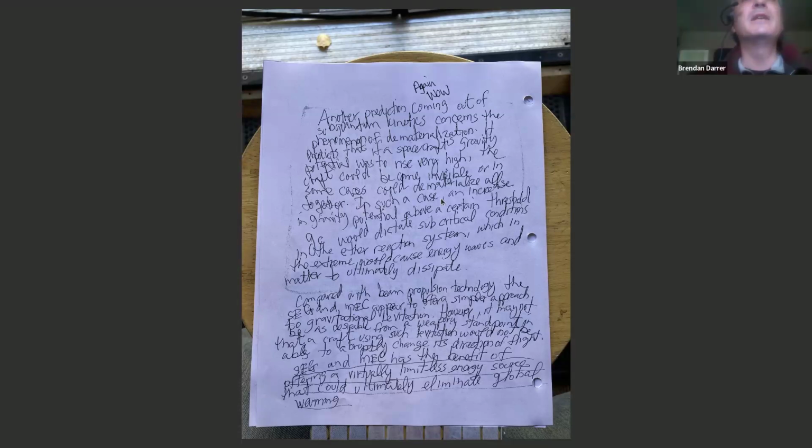In such a case, an increase in gravity potential above a certain threshold, GC, would dictate subcritical conditions in the ether reaction system, which in the extreme would cause energy waves and matter to ultimately dissipate.